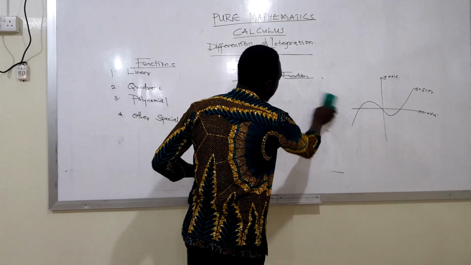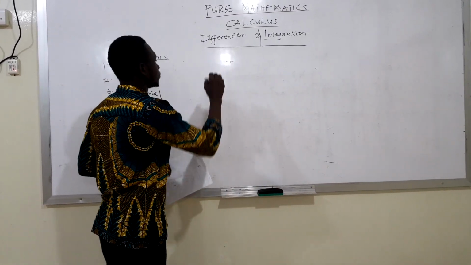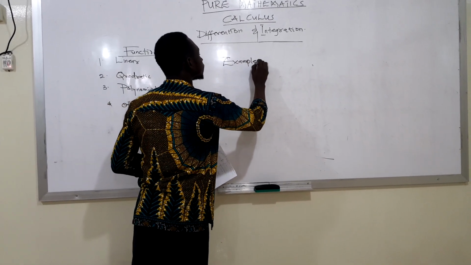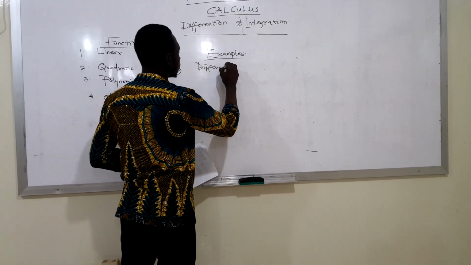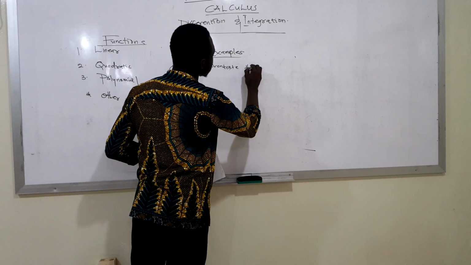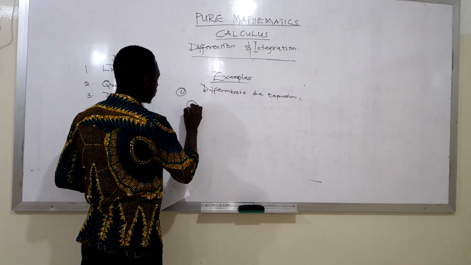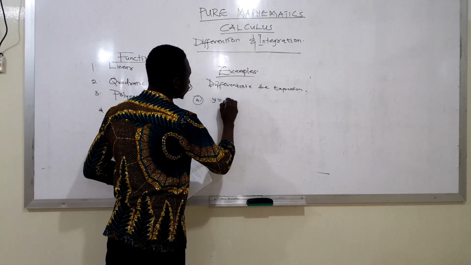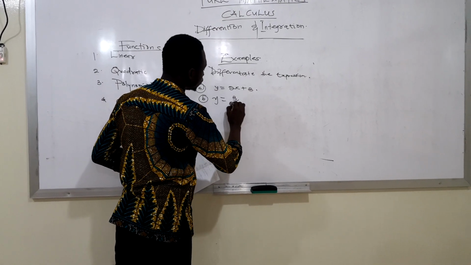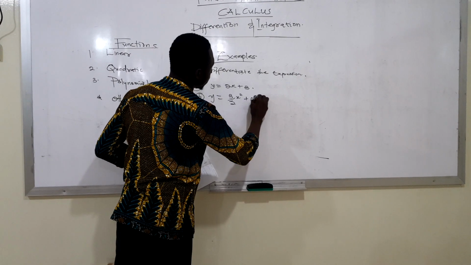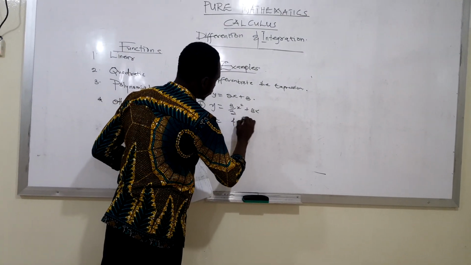Okay, so some examples. Differentiate the expression: a, y is equal to 2x plus 3; b, y is equal to 3 on 2 x squared plus 3x; c, y is equal to say 4x cubed plus 2.